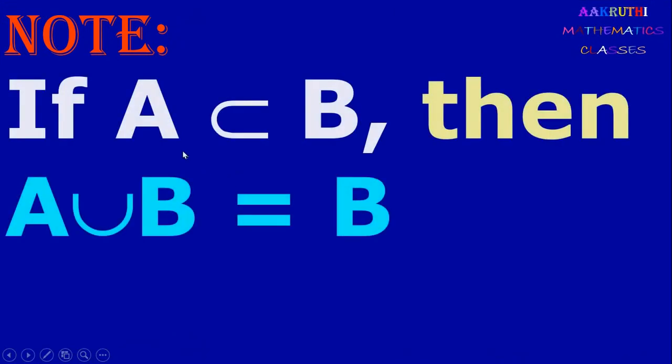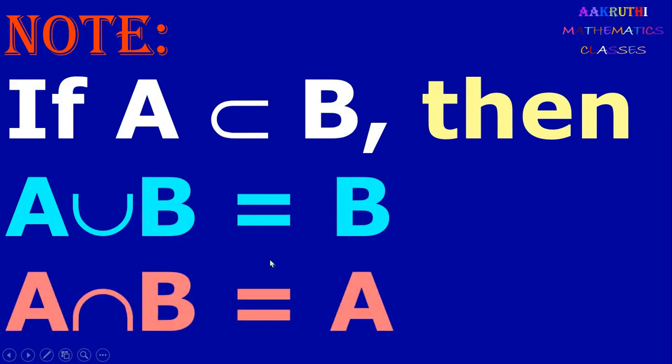So next one, note: if A is a subset of B, then A union B equals B. Now when we take union, always you will get the bigger set. Now here A is a subset of B. A is the smaller set and B is the bigger set. When we take union, we always get the bigger set. So therefore A union B is B when A is a subset of B.